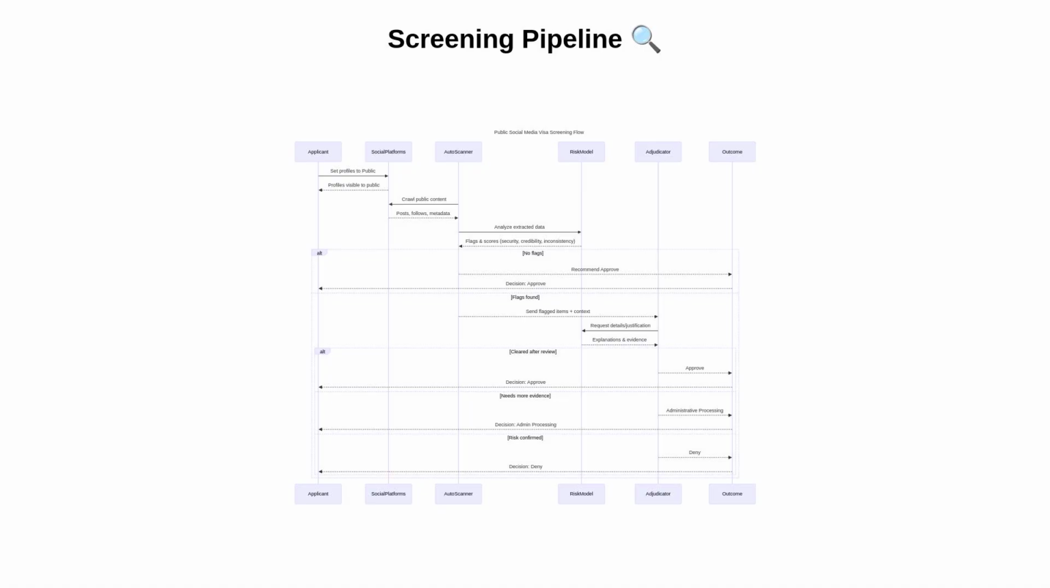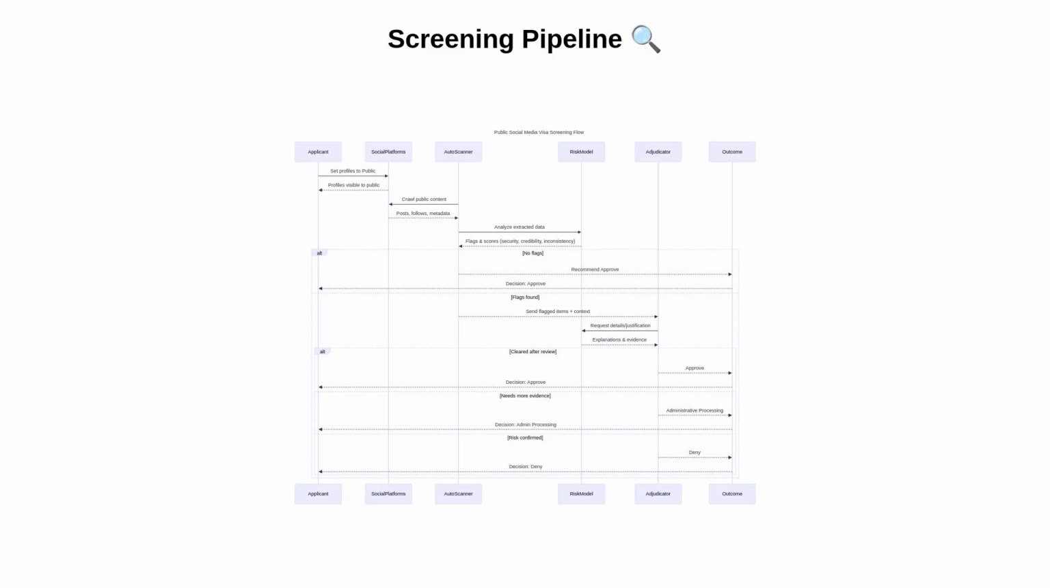Then, to understand the mechanics, imagine a pipeline where the applicant sets profiles to public and social platforms expose content. An automated scanner crawls this material, extracting posts, follows, and metadata. A risk model scores for security concerns, credibility, and inconsistencies. If no flags appear, the case can move smoothly.